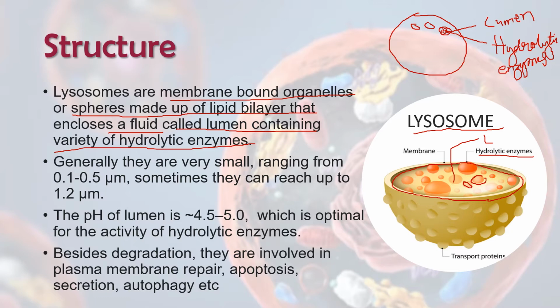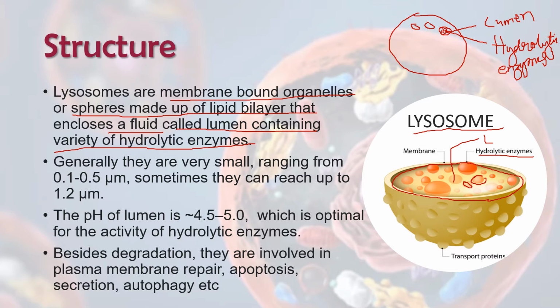We know that all the enzymes are proteins. We can say all enzymes are proteins, but all proteins are not enzymes. So the lumen containing the enzymes is initially a protein, or we can say these are proteins.